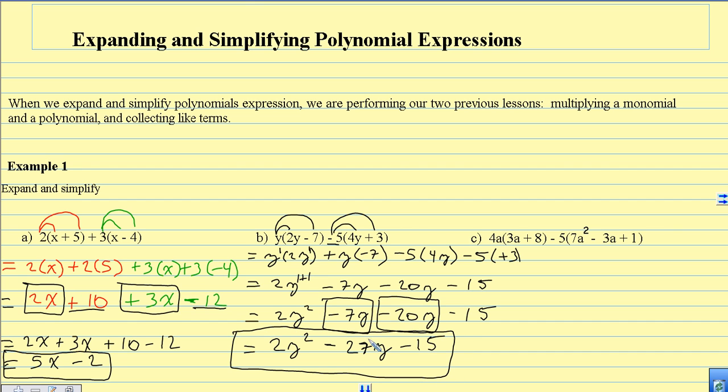Perfect. And then you'll do C on your own, and we'll go and do example 2 next.